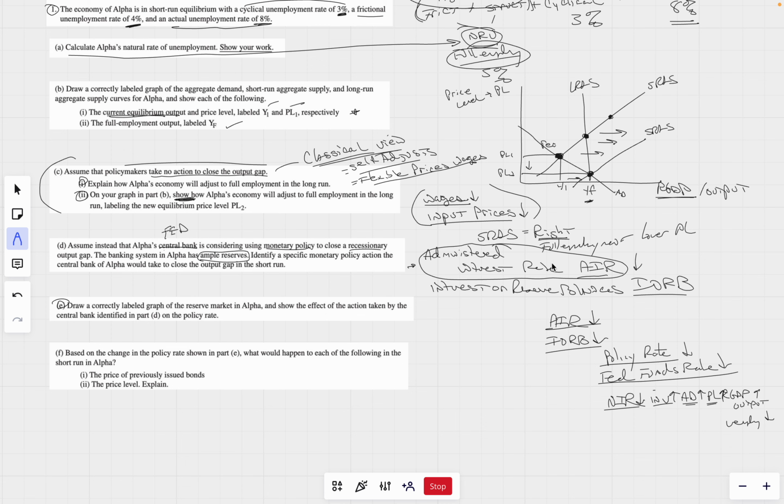In essence, this is a way to get the economy moving by using monetary policy with an ample reserve. This is the way to get unemployment to go down, and to increase output. Look here, they're more specifically talking about the output gap. We know real GDP and output are both going to go up because they're the same thing. So this is what I would have simply said to identify a specific monetary policy.